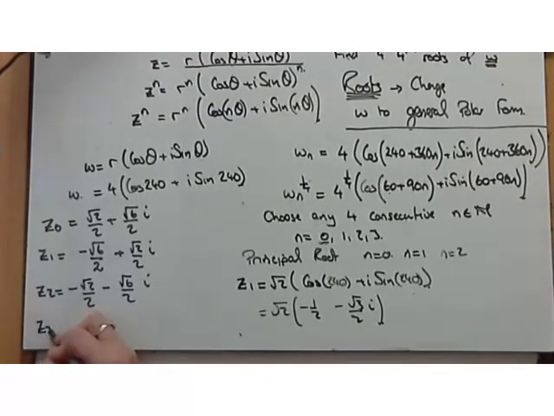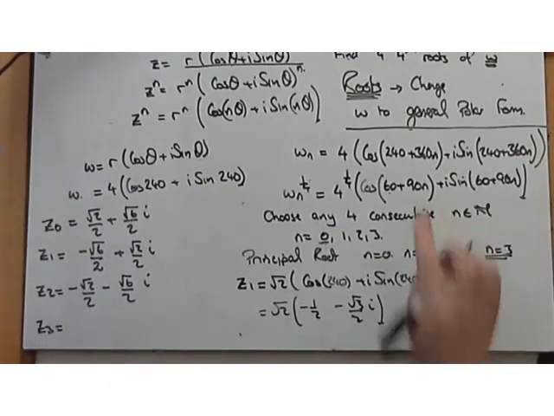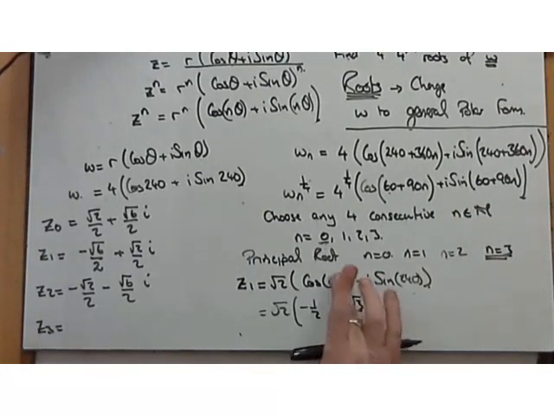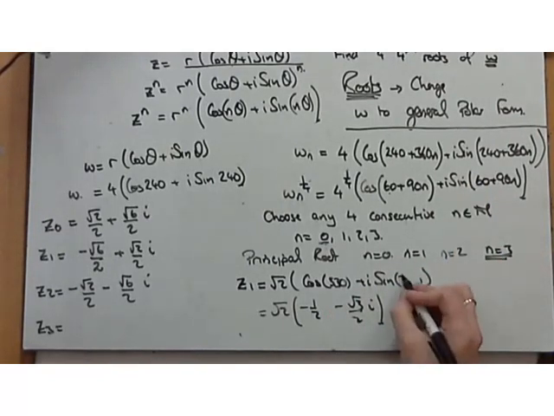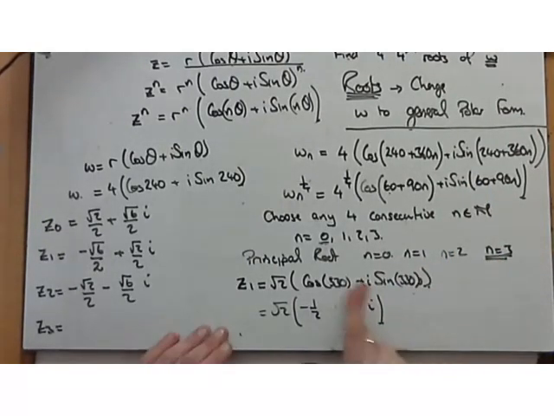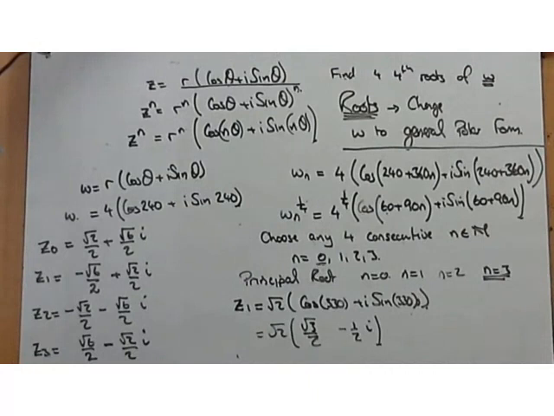And my fourth solution, which I'm going to call Z3, is when n is equal to 3, up here. That's 270 plus 30 is 330. And here again is 330. And that's going to give me a minus a half there, I'm sure, and a plus root 3 over 2 there, I'm sure. Okay, and what we get there is root 6 over 2 minus root 2 over 2 i. Good. And they're the fourth roots of that complex number. They're the fourth roots.